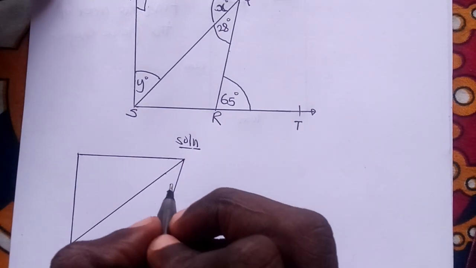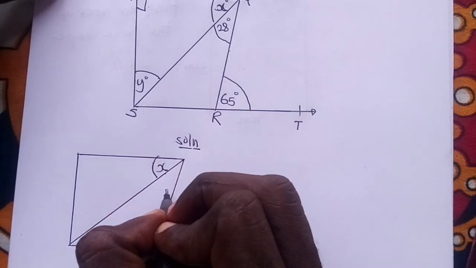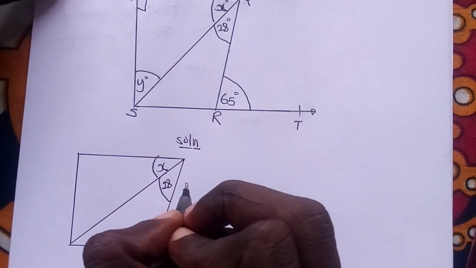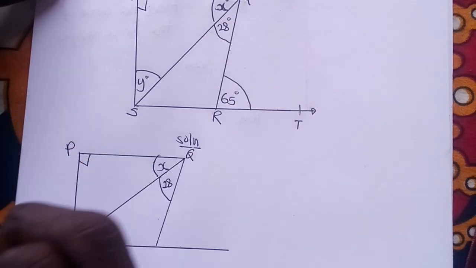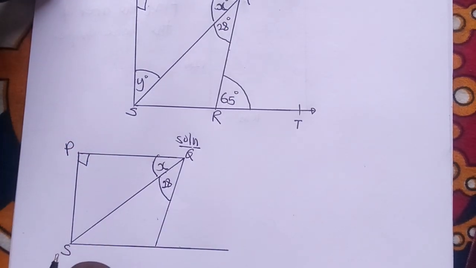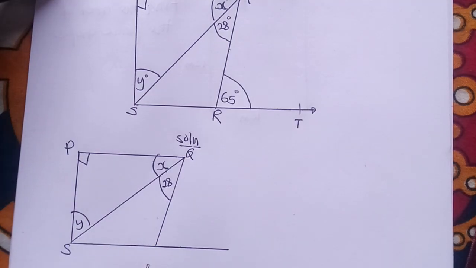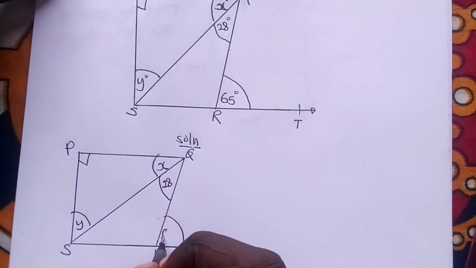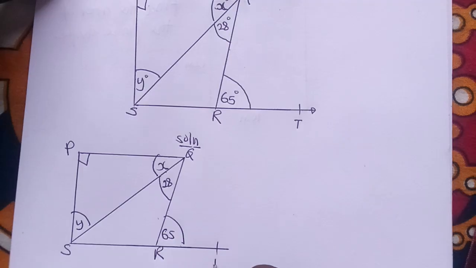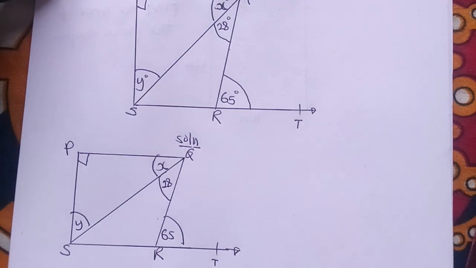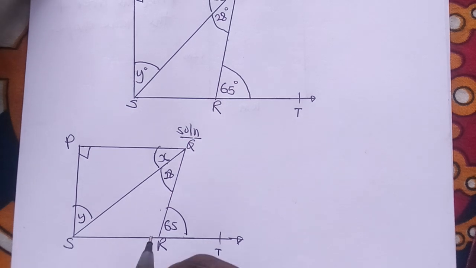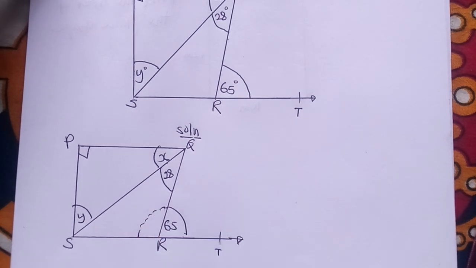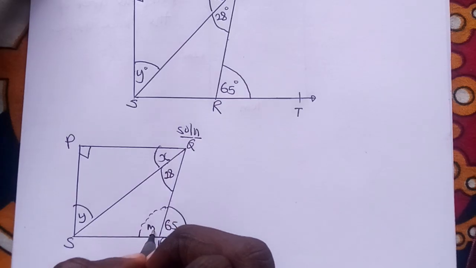We are given this is x, this is 28, and this is q, this is p, and you are given 90 degrees here. This is s, and you are given y. This is r, and you are given 65 here, and this is t, with a parallel line given here. Now first of all, let's introduce an angle here. Let's say this is angle m.